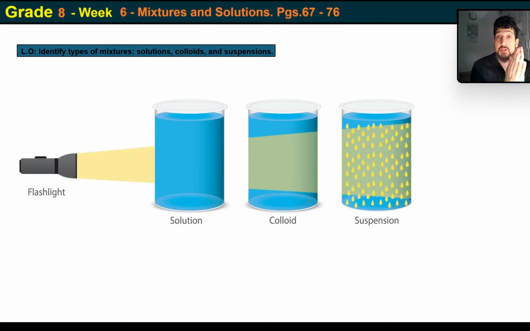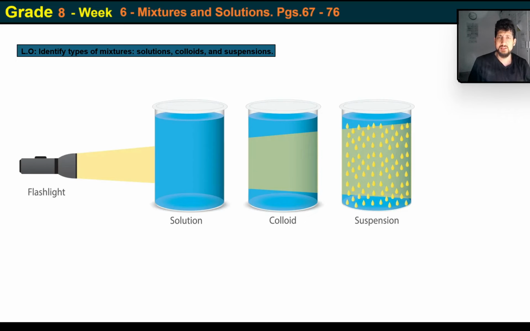Well, it turns out mixtures can either be one of the three. They can either be solutions, colloids, or suspensions. What does that mean? Well, if I have something like this, where it's transparent and you can see through it, like this bottle of water with salt in it. Now this is salt water. This is a homogeneous mixture. But it is also something else. It's a solution.